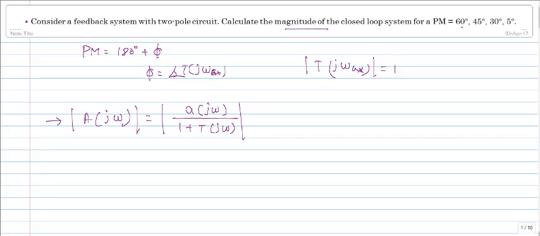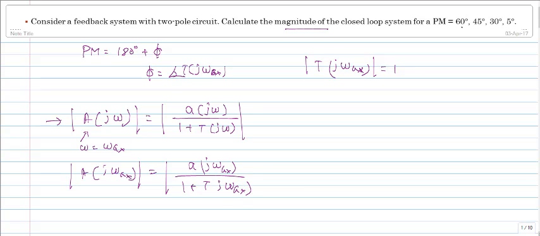But what we want is to evaluate the same closed loop magnitude at omega equals omega gx. Substituting omega with omega gx, one would end up with the following expression. Now, in this expression, let us see how we evaluate each of the different terms involved. As a first term, let us see how we evaluate the open loop magnitude at omega equals omega gx.